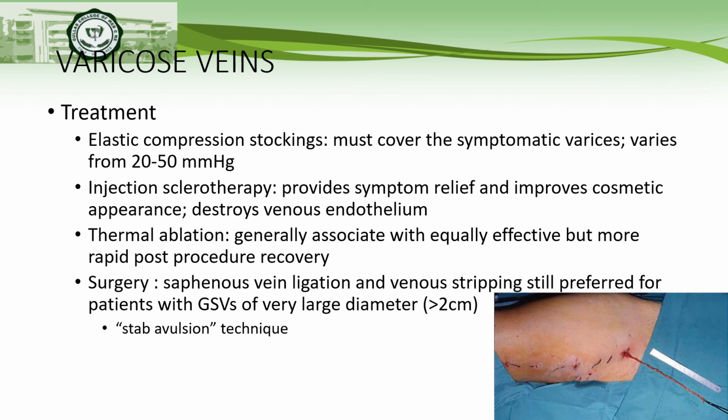Large varicose veins are best treated by stab avulsion technique, wherein we make 2 millimeter incisions directly over the branch varicosities, and the varicosity is dissected from the surrounding subcutaneous tissue as far proximally and distally as possible through these small incisions.